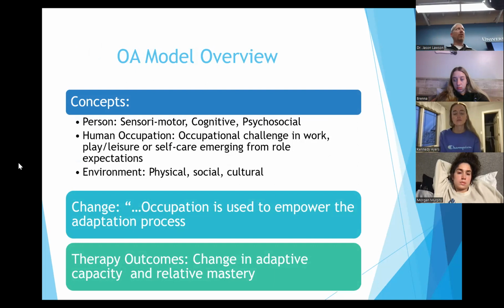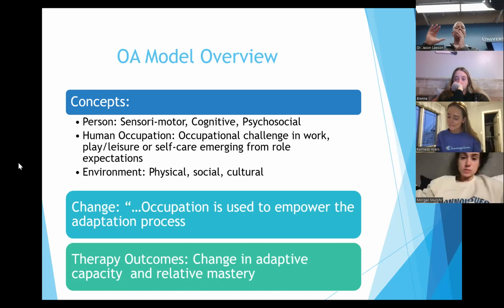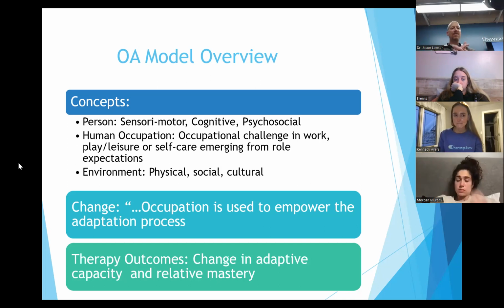So just a nice overarching summary of what we're going to talk about, or the main concepts, is a person, right? So like some of our other models, a person is made up of certain things, right? Like cognitive, well, again, this one's pretty similar: sensory, motor, cognitive, psychosocial. And so that's what a person is made up of. So again, if we're using this model, we would want to somehow assess those different aspects of the person. Okay, sensory, motor, cognitive, psychosocial.